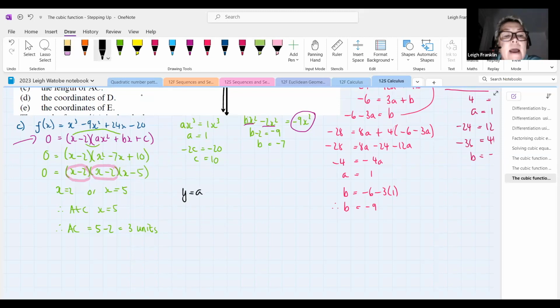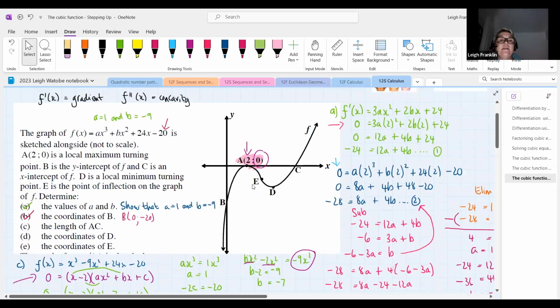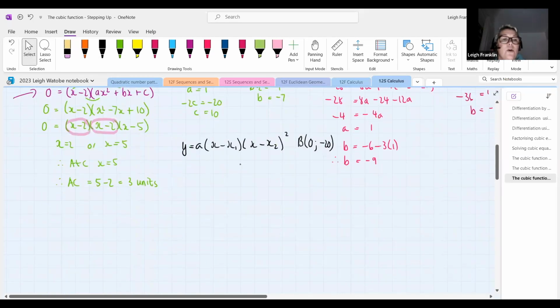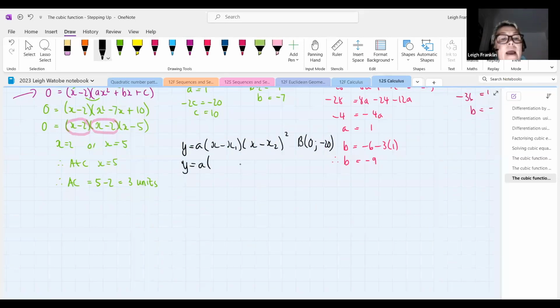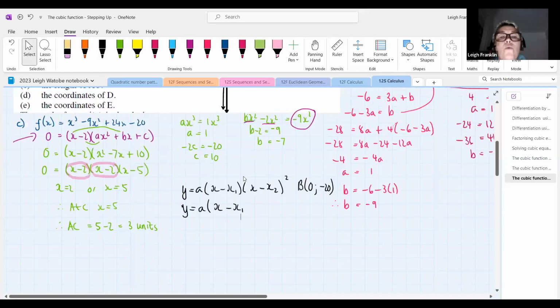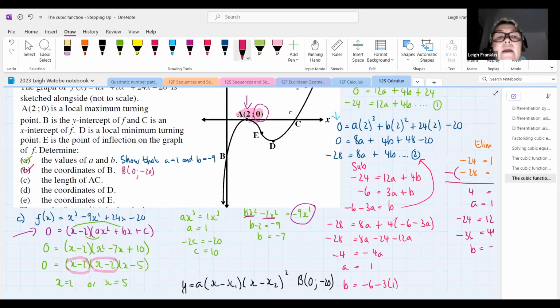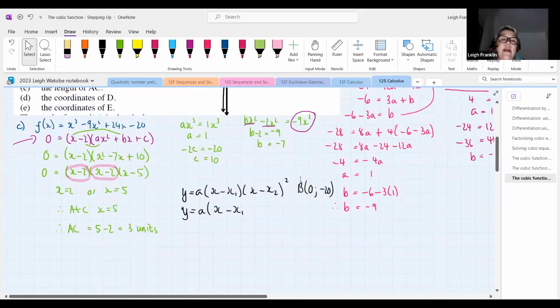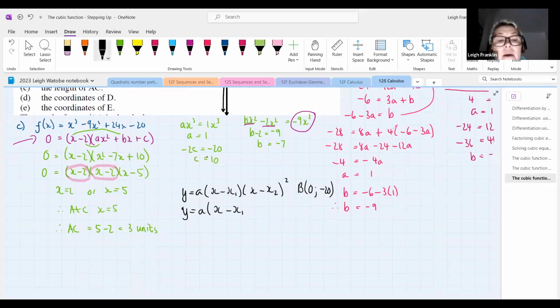So y equals a times x minus x1, x minus x2, and that has to be squared. Do you remember we were talking about this on Tuesday? We've got more information now. We also know that the coordinates at B are 0 and negative 20, and we're going to need that if we want to do it this way. Remember the bracket that's squared is the turning point on the x-intercept. So you've got y equals a times x minus x1, where x1 is the x coordinate at C, or we could call it xc. And then over here, we've got x minus 2 squared.